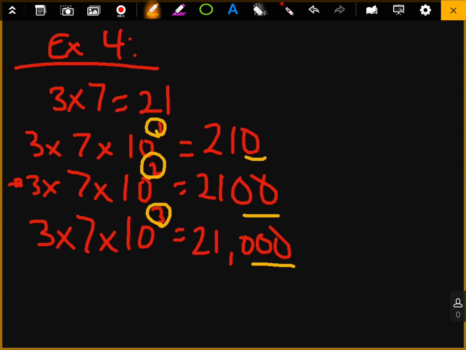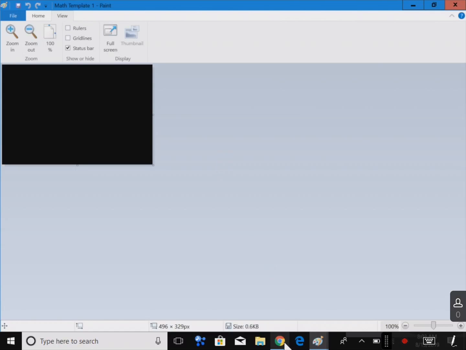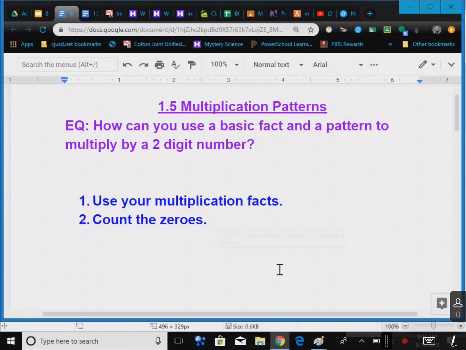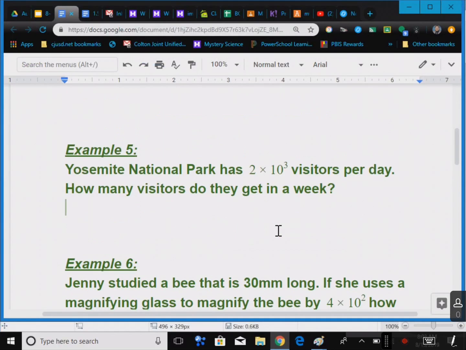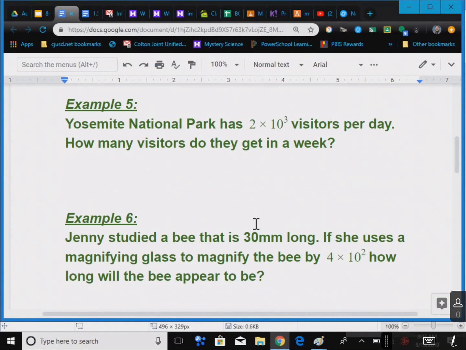All right, let's go ahead and look at example number 5. Hopefully this works. Yes, it does. Great. So, example number 5. Go ahead and write down all 3 examples. That way I don't have to come back to this. All right, save some time. Next, example number 5. Example number 6.